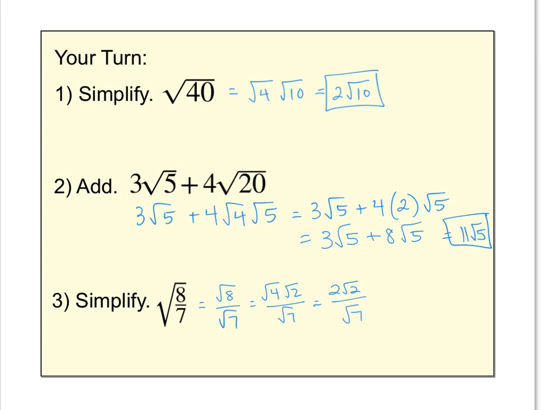But I'm still not done. I can't leave a radical on the bottom, so I'm going to multiply by root 7 over root 7. So I wind up with 2 root 14 over 7. Because square root of 7 times square root of 7 is square root 49, but the square root of 49 is 7. 2/7 cannot be reduced, and so this is our final answer.